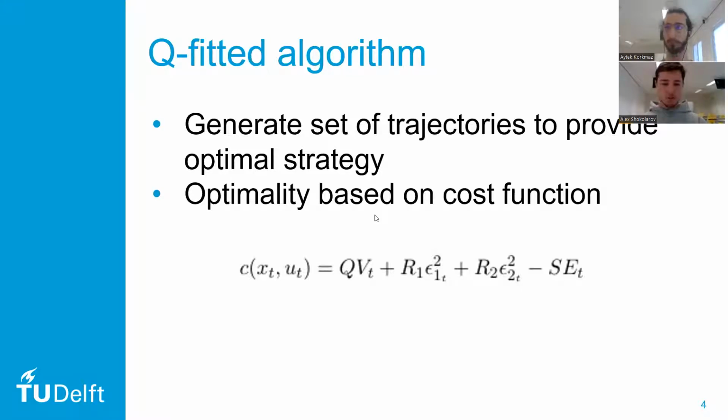This, of course, is done to satisfy a certain cost function that aims to minimize the amount of virus particles in the body, represented by the first and last term in the formula showed on the slide, but also the cost of the treatment, which is represented by the second and third terms in the formula.